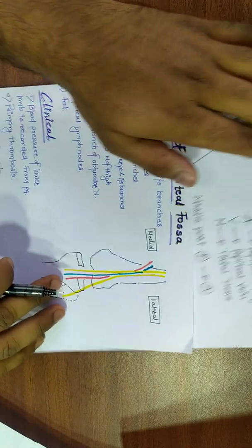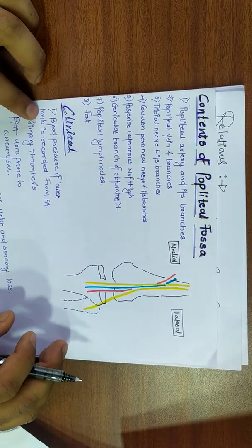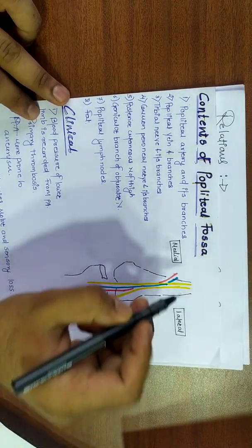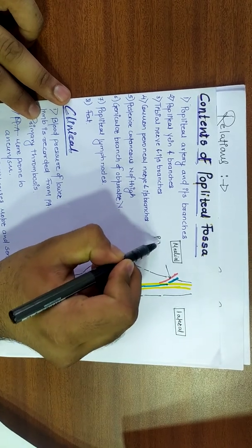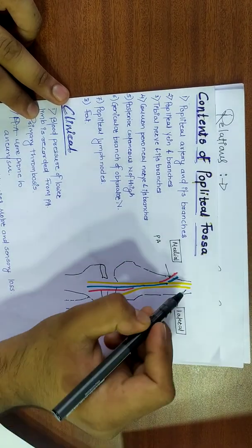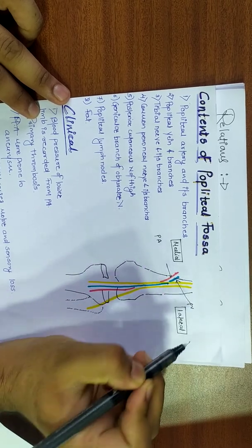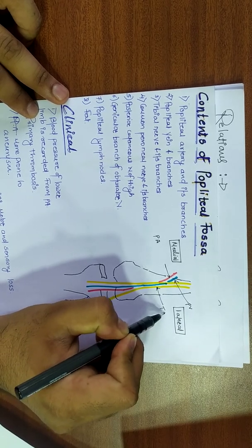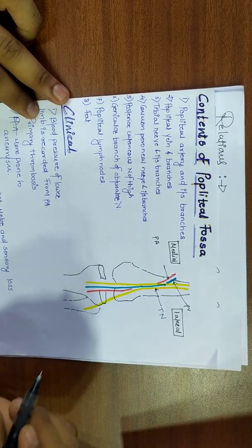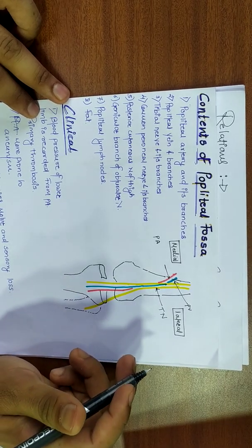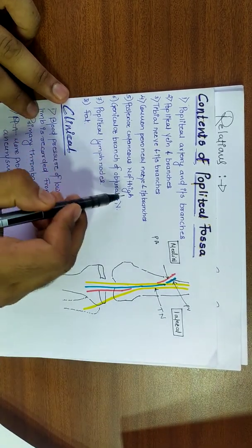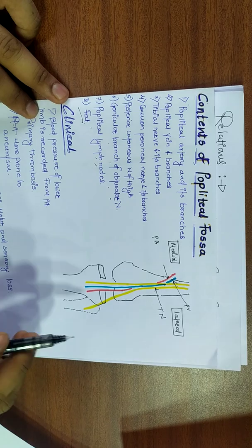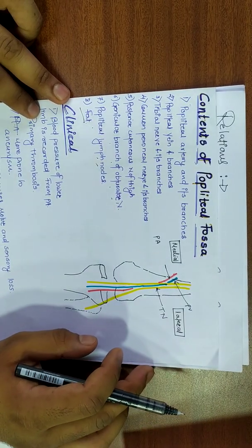Now we are going to see the contents of the popliteal fossa. From medial to lateral, there are the popliteal artery and its branches, then the popliteal vein and its branches, and then the tibial nerve and its branches. Other contents of the popliteal fossa are the common peroneal nerve and its branches, the posterior cutaneous nerve of thigh, the genicular branch of the obturator nerve, popliteal lymph nodes, and also fat. So these are the contents of the popliteal fossa.